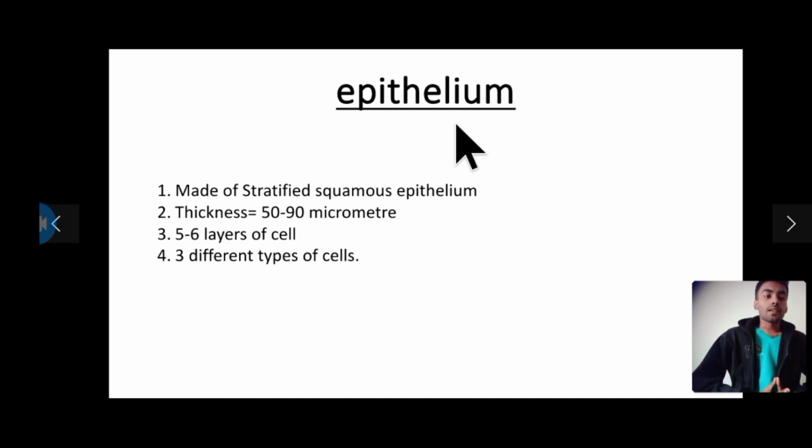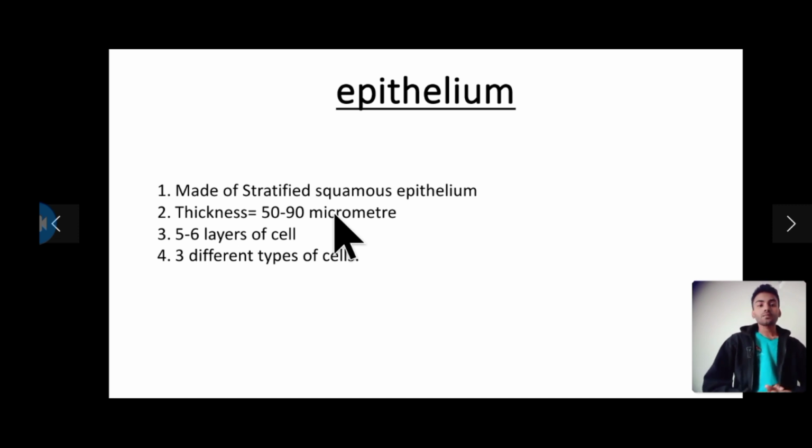This epithelium is made up of stratified squamous type of epithelial cells. The thickness of this epithelium layer is 50 to 90 micrometer. Don't forget this unit. This is not millimeter, this is 50 to 90 micrometer.